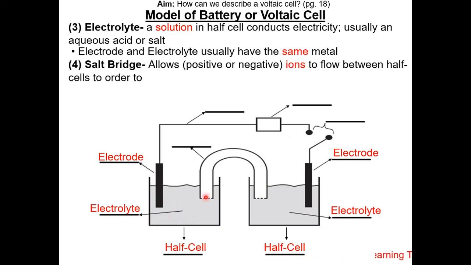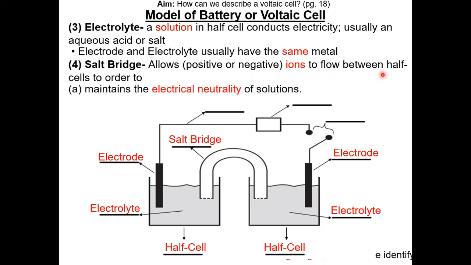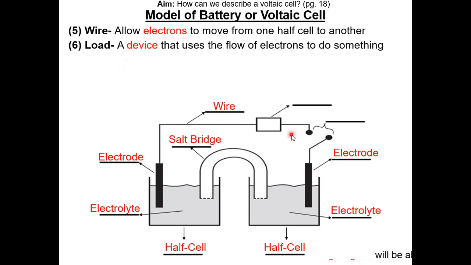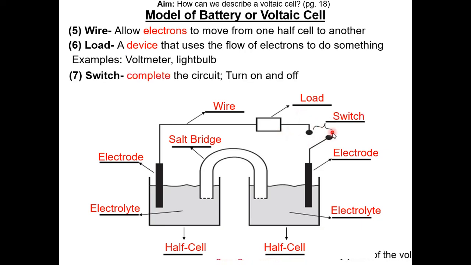This upside down U that connects both half cells is known as the salt bridge. It allows positive or negative ions to flow between the half cells in order to maintain electrical neutrality of the solutions and prevent polarization of the half cells. The wire allows electrons to move from one half cell to another. The load, which is over here, is a device that uses the flow of electrons to do something. This could be a voltmeter or light bulb. The switch, which is over here, completes the circuit, turned on and off.